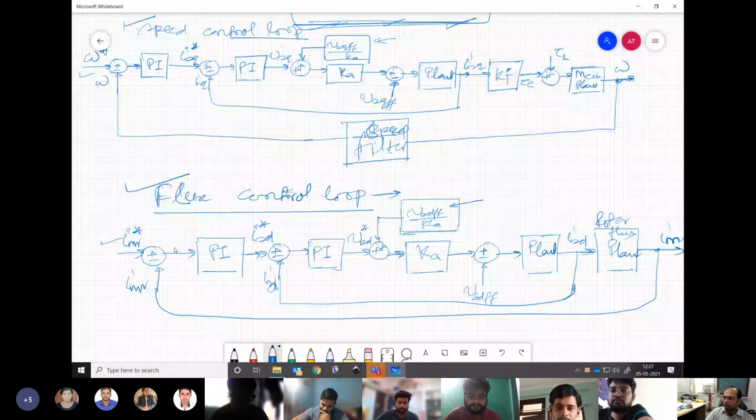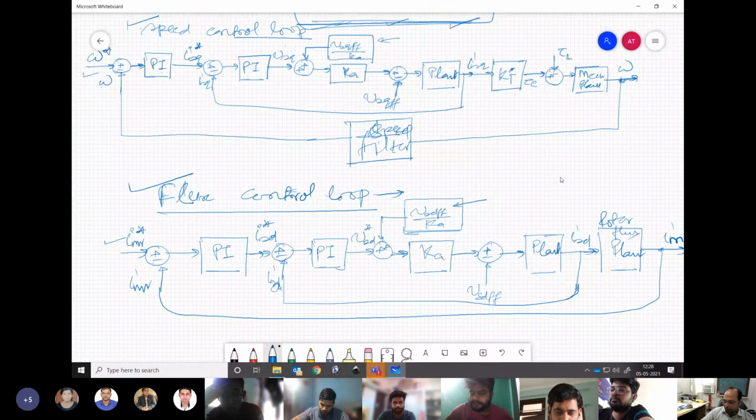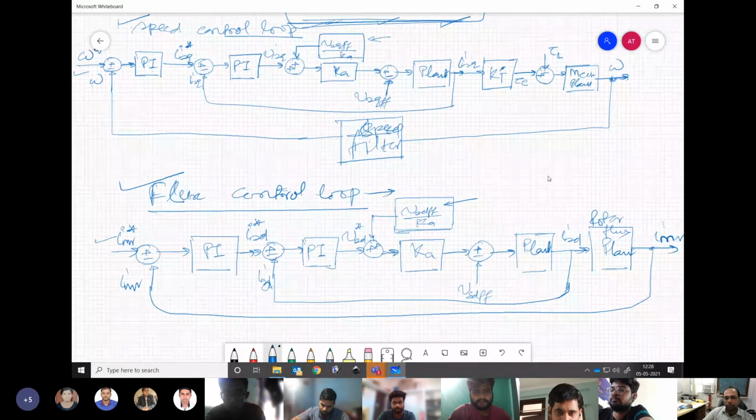Any confusion? Hello, sir. Yes, Samir. Sir, the decoupling thing you said, the torque depends on ISQ only. Yes. Sir, in that term, IMR is also dependent on ISD, sir. That is a little confusing. Correct.